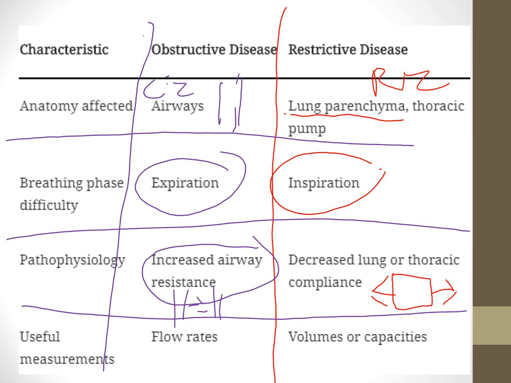And finally, the useful measurements is the last one on the bottom here. With obstructive disease, if we see low flow rates, right? Remember a flow rate is volume over time. So how much water is coming out of the end of a hose would be like a flow rate. If we were to kink it, right, then the flow rate decreases. So if you see a low flow rate on a pulmonary function test, we haven't gone over them yet, but we'll define those later. If you see low flow rates, then that indicates obstructive disease is present. If you see low volumes or capacities, right, that usually means a restrictive issue is present.